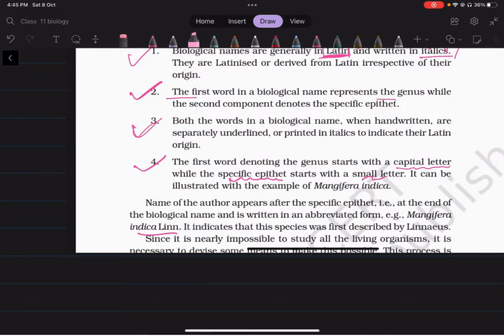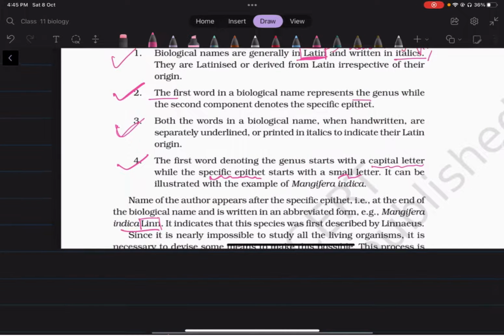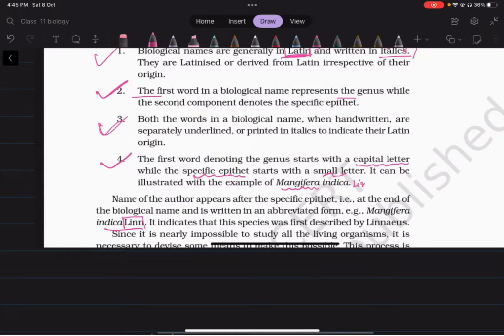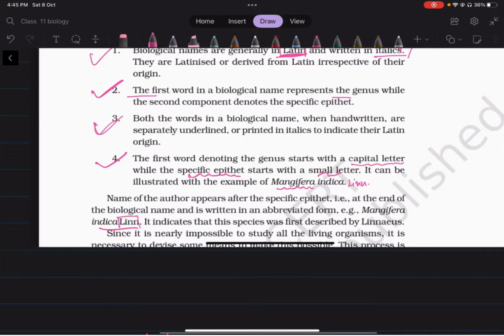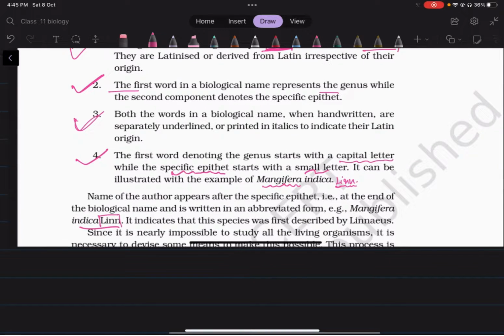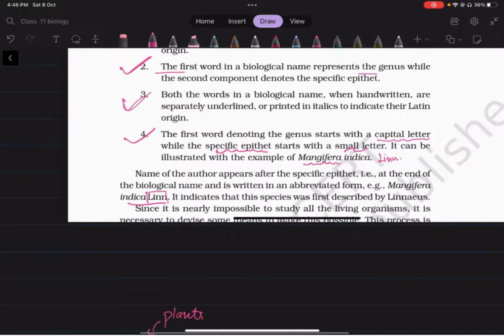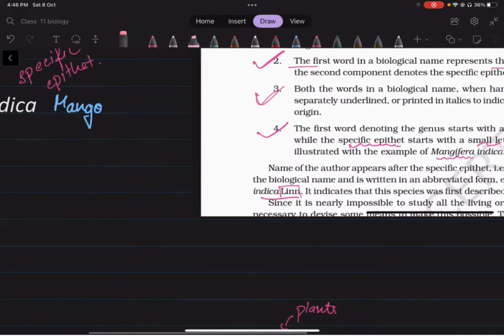Sometimes, to give credit to the scientist who framed this name from the Latin language, they usually put their name in an abbreviated form. Abbreviation means short form, right? So they write it in short form. They don't underline it. They just write it in short form like that, to give credit to them. And it's not in italics, obviously, because this is a scientist's name and not some Latin word, right?